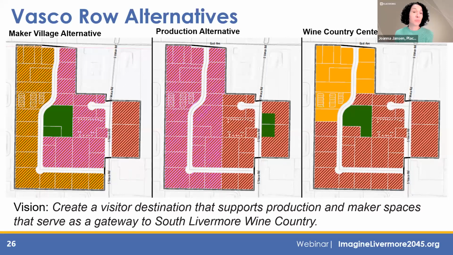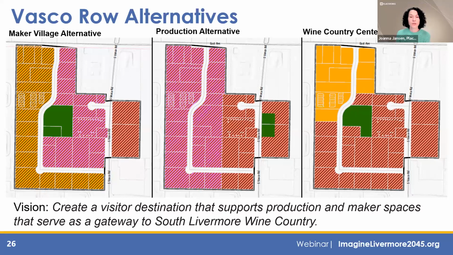So we want to be responsive to that and support the success of those local visitors by creating a visitor destination that supports production and maker spaces and also could serve as a gateway to South Livermore wine country. All three of the draft alternatives are kind of different versions of that vision. And we see this as a place that could accommodate events or sale of local products, not only wine and beer, but maybe coffee or cheese, having some dining and entertainment type of locations.